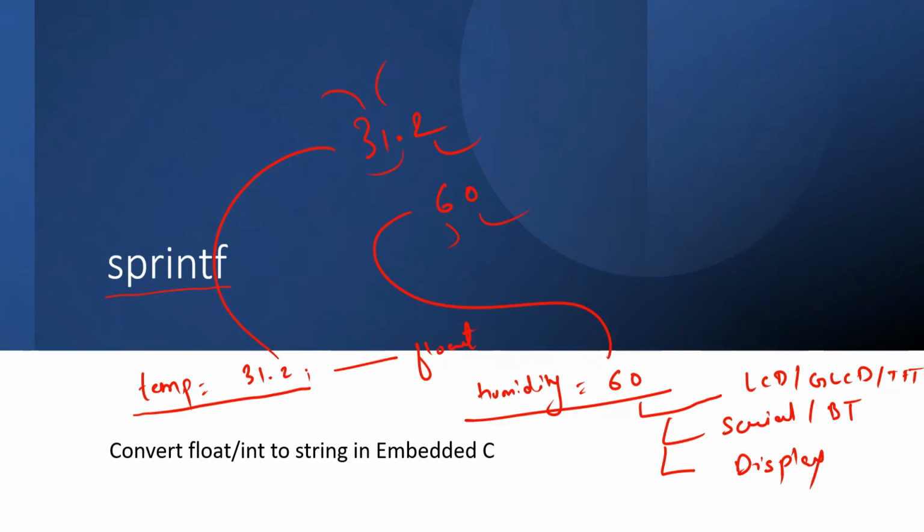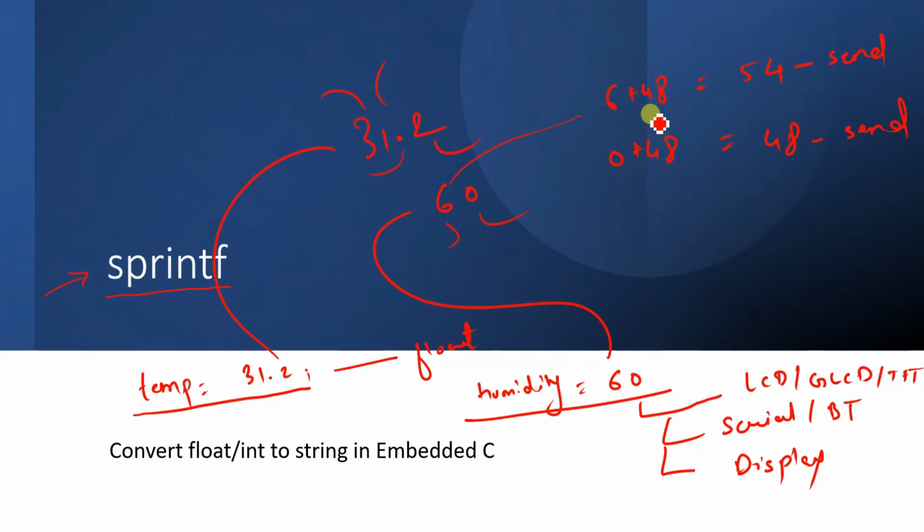Now, to achieve this, there are two methods. One is an easy way, another is a difficult way. The easy way is to use sprintf, which we'll see. The difficult way is where you split this number into 6 and 0 and then add 48 to it. So 6 plus 48 is 54, 0 plus 48 is 48. And then you send 54 and then you send 48.